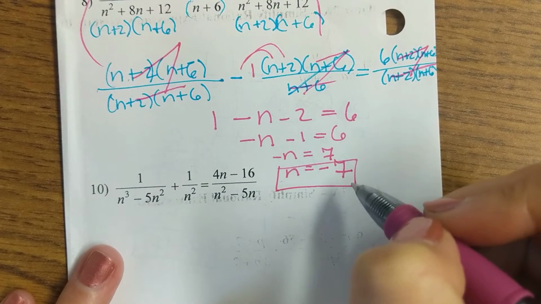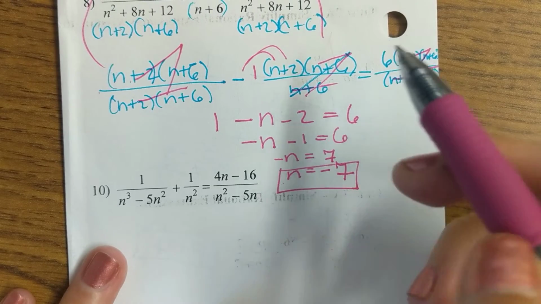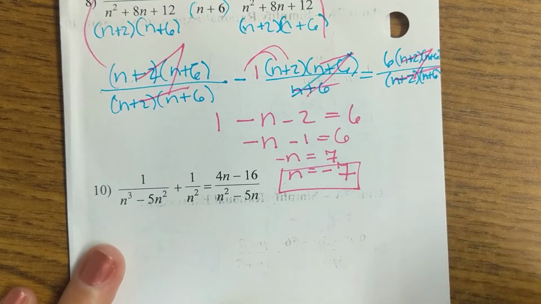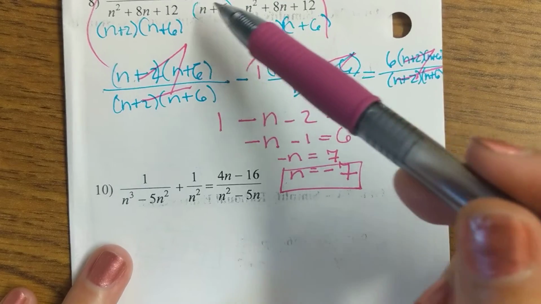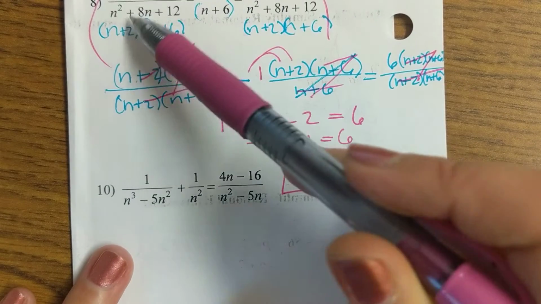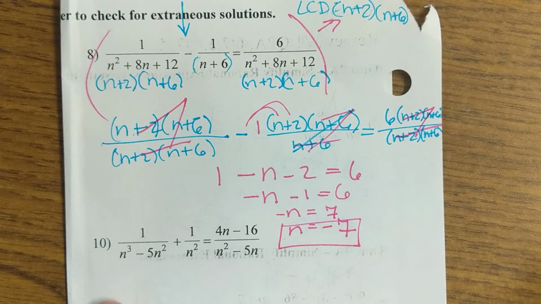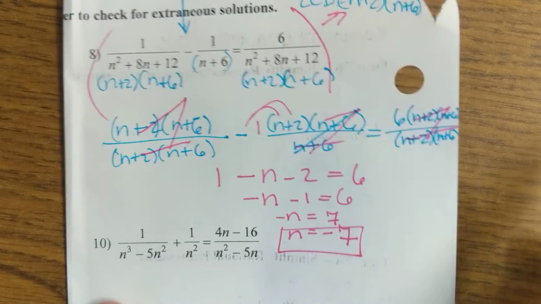Okay. Don't box it in. I boxed it in because I saw the answer key and I was like, okay, we're good. But yeah, you definitely want to make sure that negative 7 is not going to make any of those denominators equal to 0. But it doesn't, so you're good.